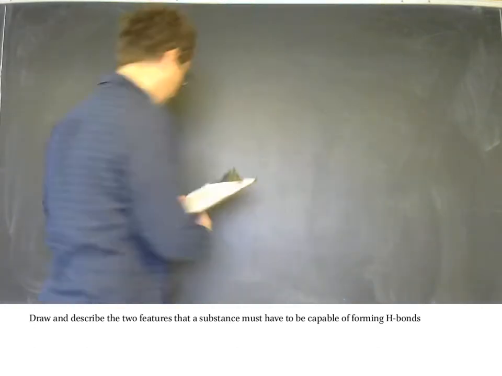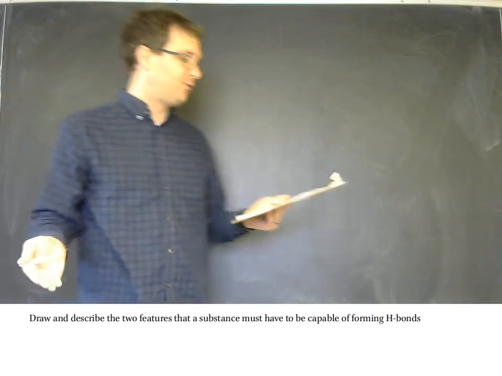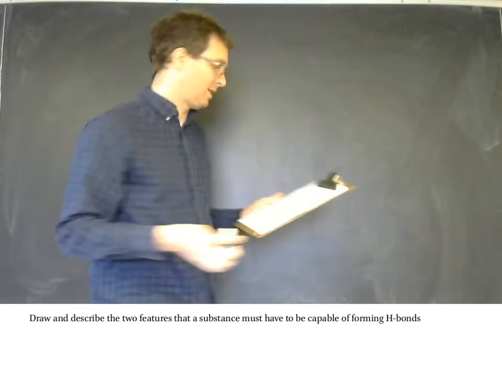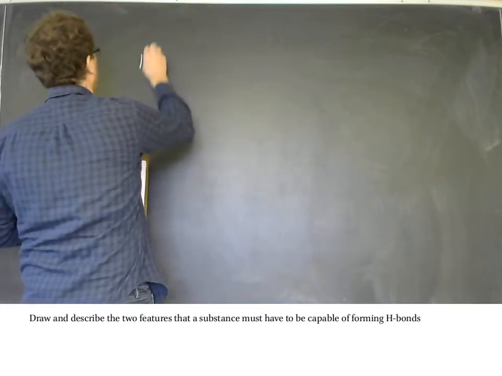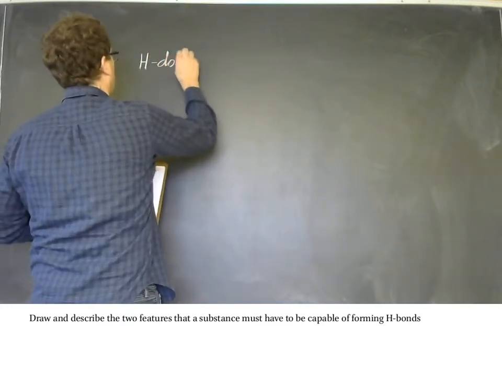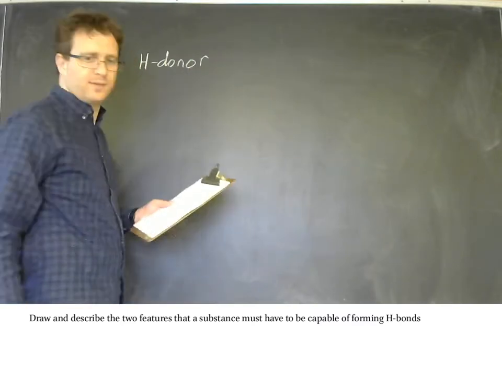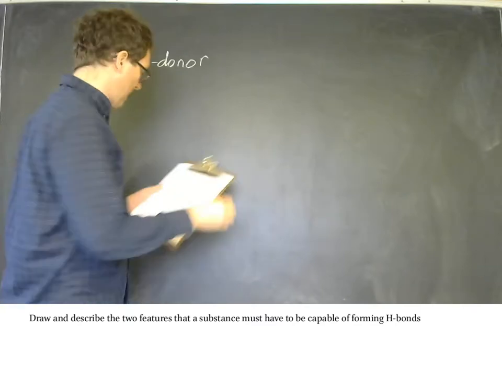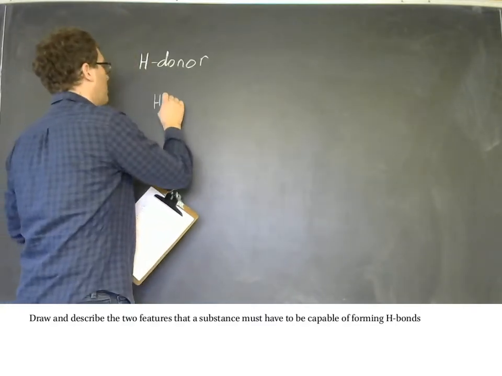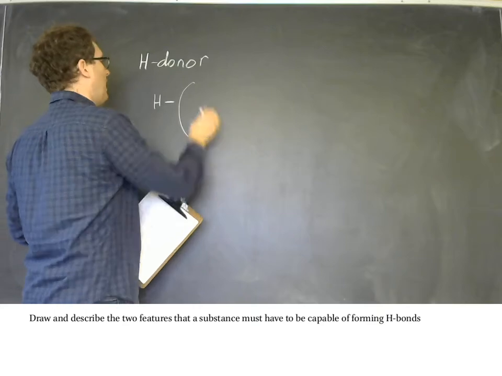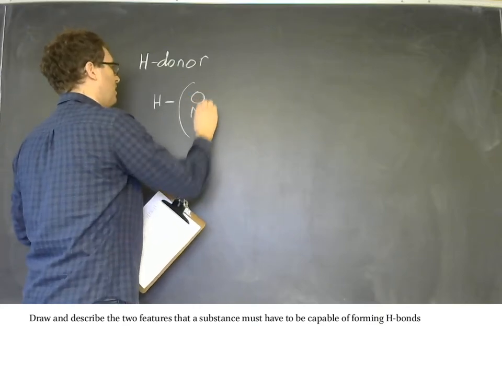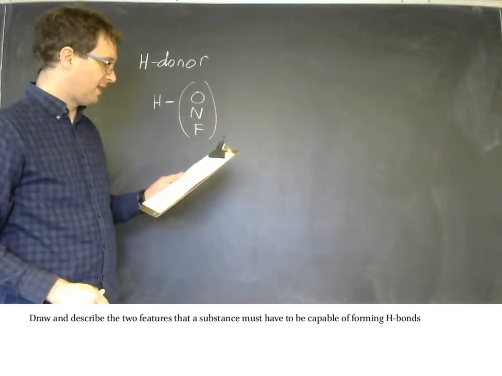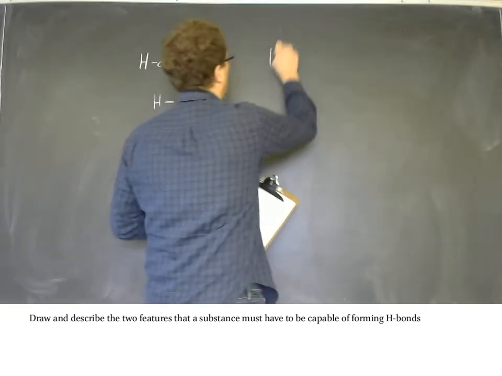So question 3 says to draw and describe the 2 features that a substance must have to be capable of forming hydrogen bonds. So you must have a region of the molecule capable of functioning as a hydrogen donor, and that is a hydrogen bonded to a highly electronegative atom like oxygen, nitrogen, or fluorine. And then you also need to have a hydrogen acceptor.